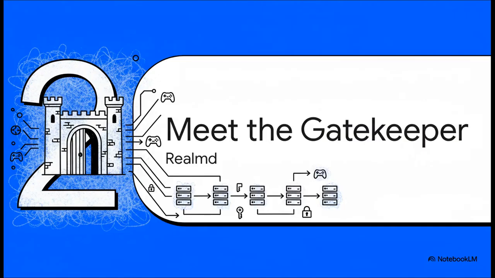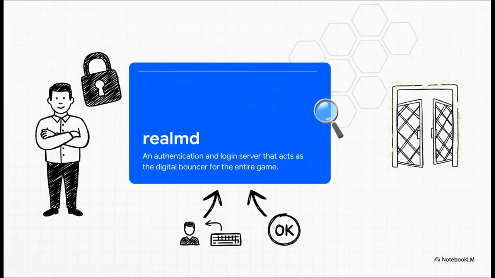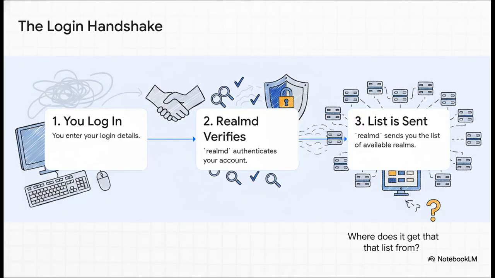Okay, so to find the source of that list, we have to start at the front door. We've got to meet the gatekeeper, the piece of software that's basically running the entire show when you first log in. And its name is Realmd. Now, digging into the Mango source code gives us the clue. This is the authentication server. You can pretty much think of it as a digital bouncer. Its number one job? Checking your ID. When you type in your username and password, Realmd is the program that looks you up and decides if you're on the list. The whole process is basically a quick secret handshake.